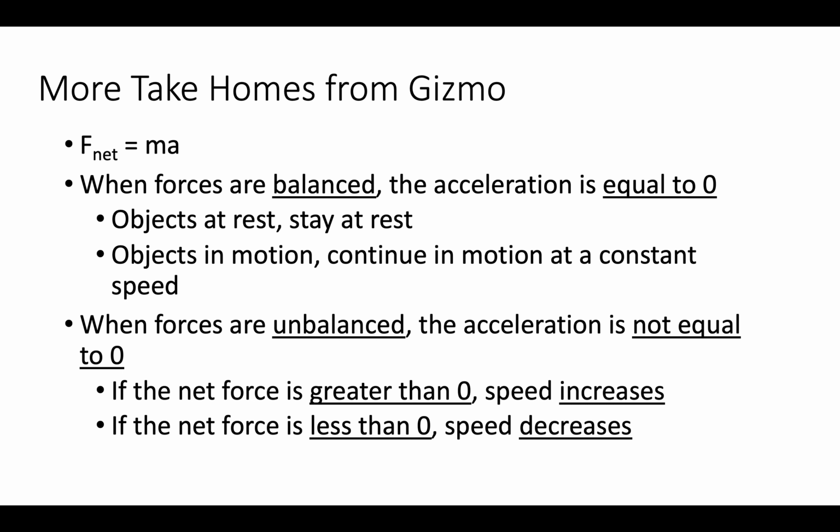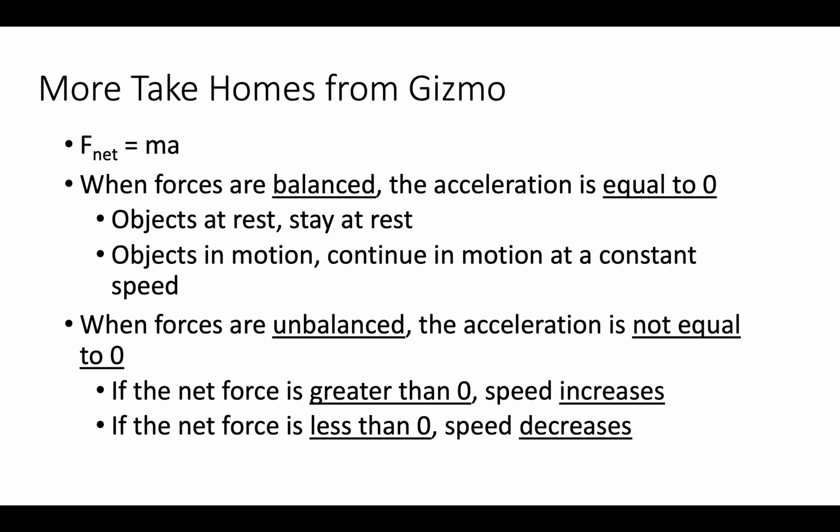Okay. So we know that the net force is mass times acceleration. When the forces are balanced, the acceleration is equal to 0. If it's at rest, it stays at rest. If it's in motion, it will continue to move at a constant speed. When you have unbalanced forces, then you have acceleration. If your acceleration is positive, your speed will increase. You're going to go faster. If your acceleration is negative, then you will be slowing down.